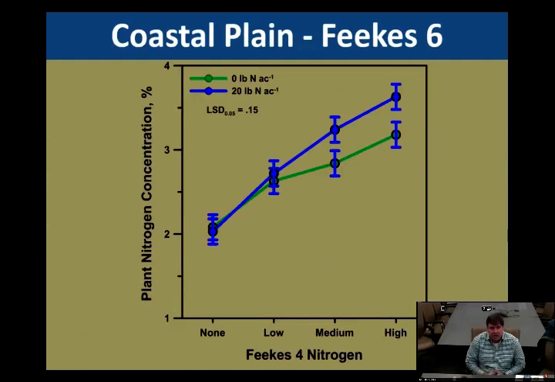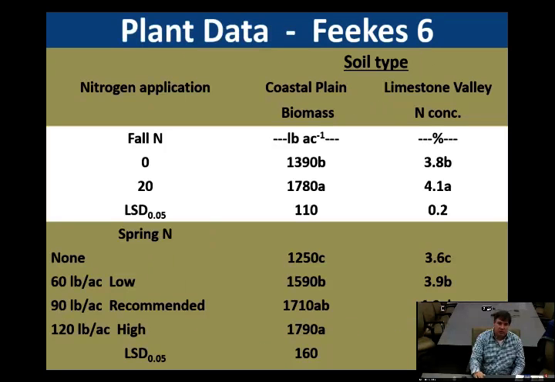We did observe an interaction between fall nitrogen and the Feekes 4 nitrogen at the Coastal Plain. Basically it's showing how, with that 20 pounds of nitrogen at the higher N rates, we saw a separation of our plant N concentration, which is not surprising, but it helps support some of the things that we observed looking at the plant data throughout the growing season.